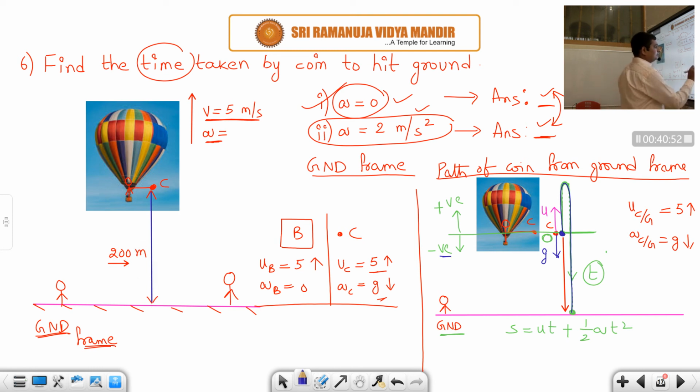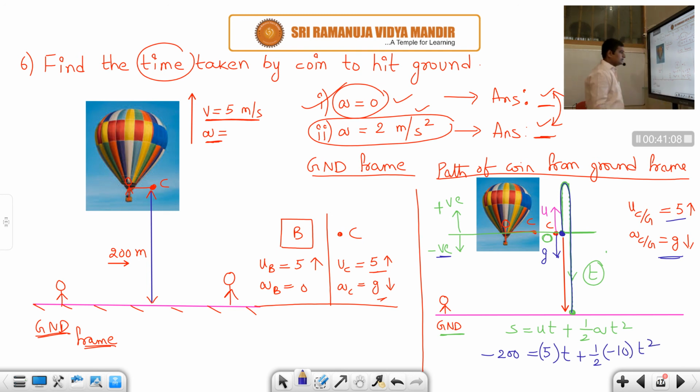Since it is downward, I will take it as minus 200 is equal to, what is the velocity, students? 5 upwards only. So positive 5t plus half into, what is the acceleration, students? g downwards, minus 10 into t square. So this is the equation where you will get minus 200 is equal to 5t minus 5t square. If you cancel 5, 40s, that means t square minus t minus 40 equal to 0.